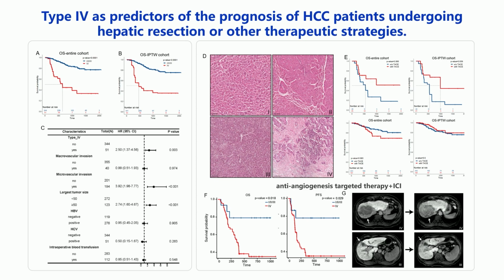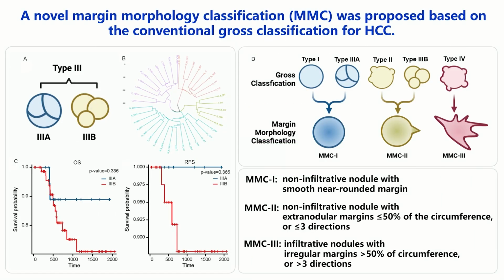Patients with type 4 HCC were found to benefit from adjuvant TACE, unlike the other 3 subtypes. We additionally found that type 3 HCC can be further classified into 2 subtypes, type 3A and type 3B, which have distinct patterns of gene expression and differences in survival outcomes.